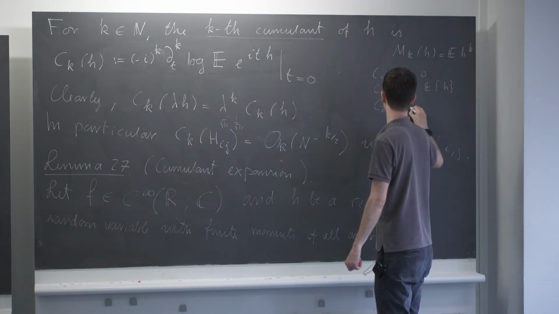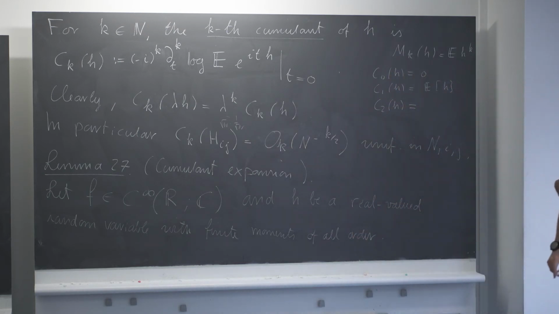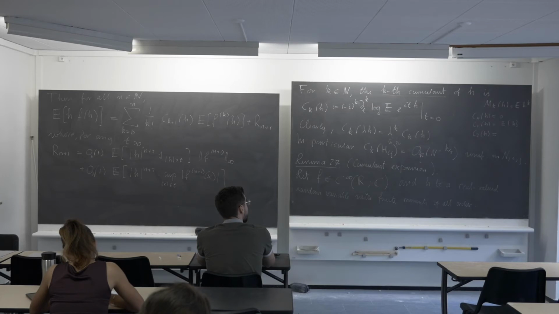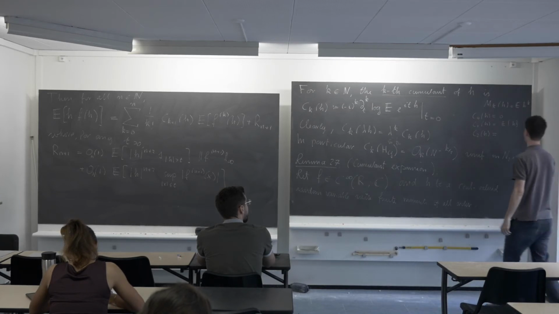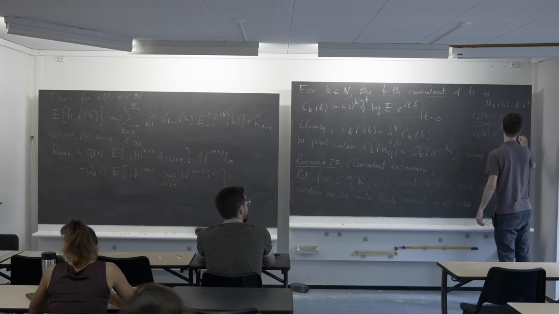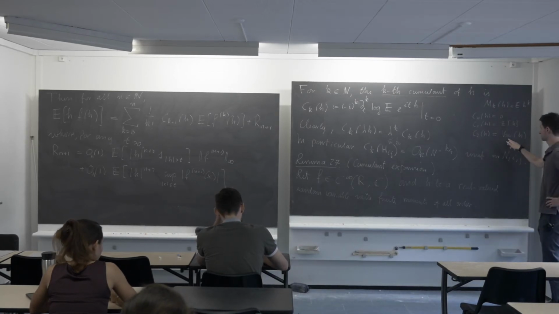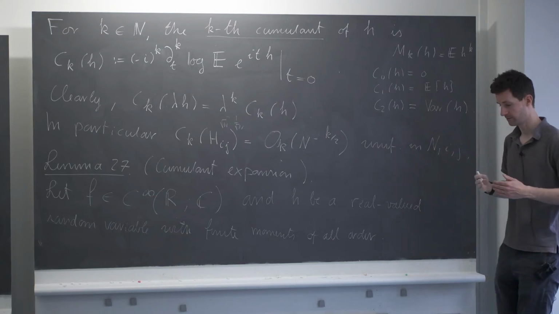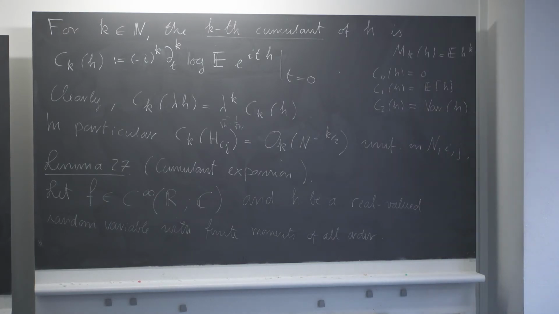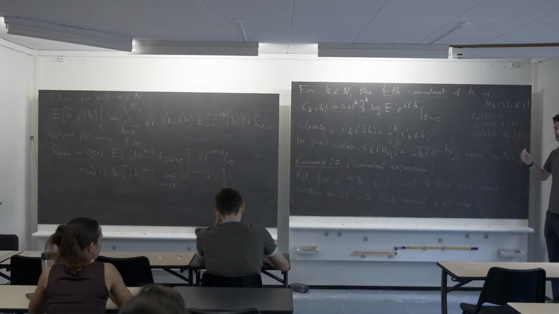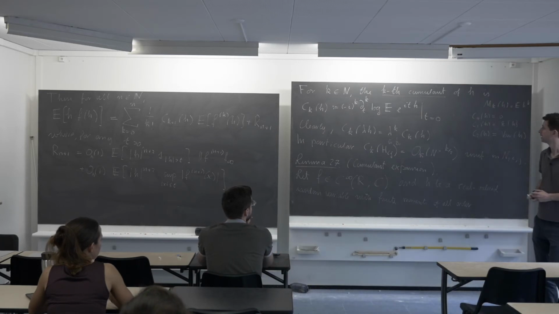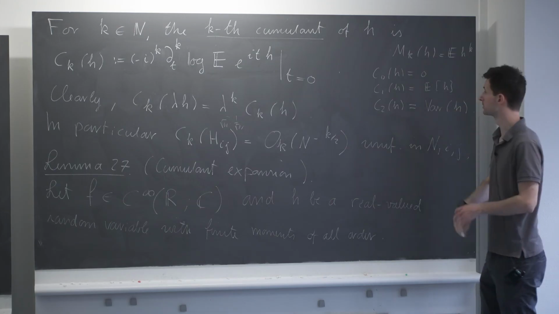C2 of h, you can compute this. It's a 2-line calculation. I will not do it. You can do it for yourself. It's a very easy calculation. You will find the variance of h. So the second cumulant is nothing but the variance of h. So here you see the philosophy that these cumulants are a bit like moments, but they are appropriately centered, where you subtract moments of lower order in a suitable fashion. And the variance is just the second moment where you have subtracted the first moment. So these are the first two basic cumulants.